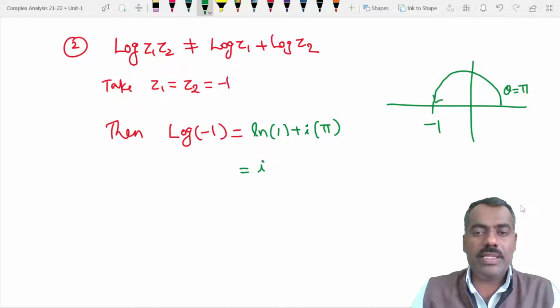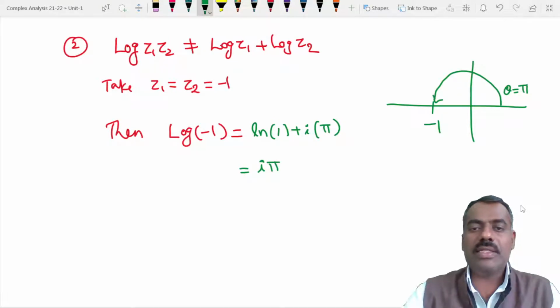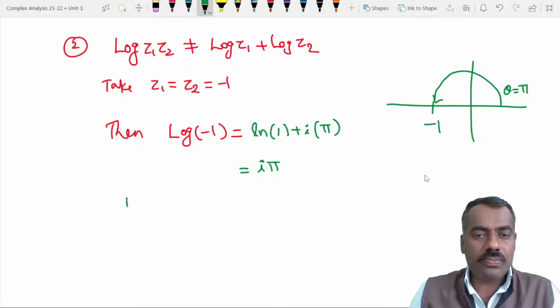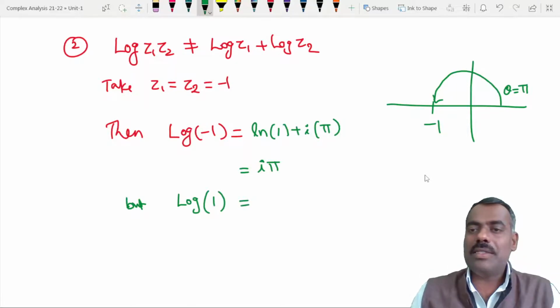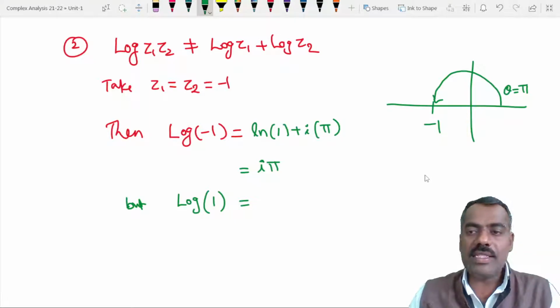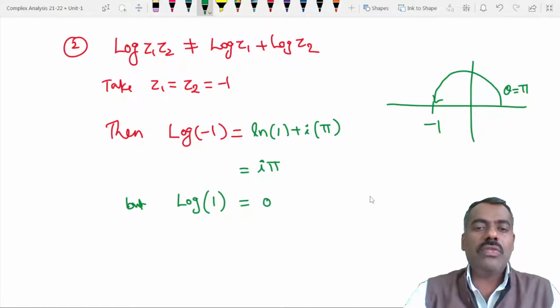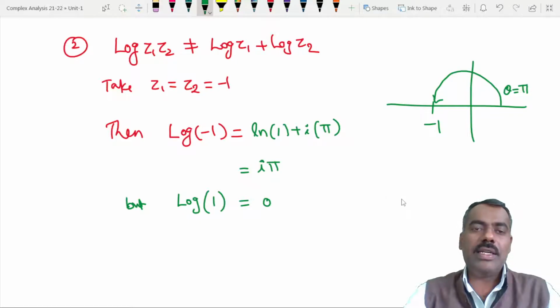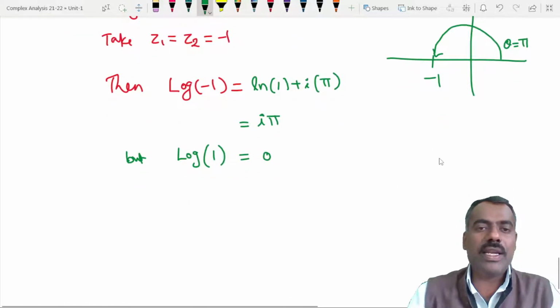So therefore you get this, because log 1 is 0, right? Therefore, capital Log of z1 times z2, which is Log 1, is the same as 0, because for 1, what is the angle? The angle is 0. The principal one is 0. So capital Log 1 is 0, which we already expected, the natural logarithm of 1 is 0, right?